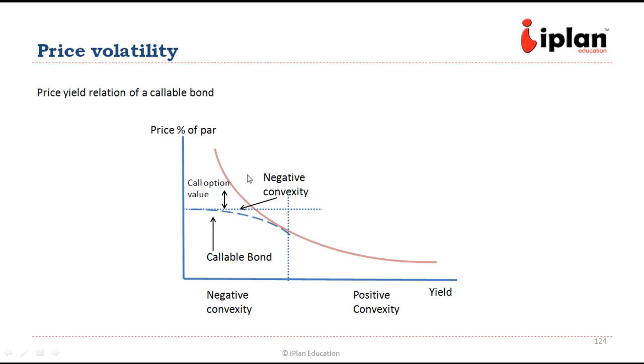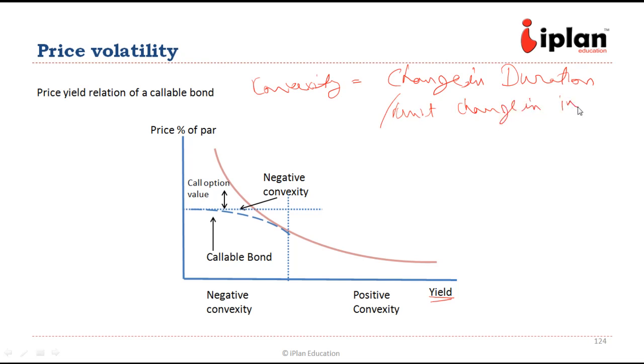See, convexity is the second derivative of this curve. That is the change in duration with interest rate or yield. So we can write that convexity is the change in duration per unit change in interest rate. So we can say that this is the second derivative of the price, since duration is the first derivative of price.